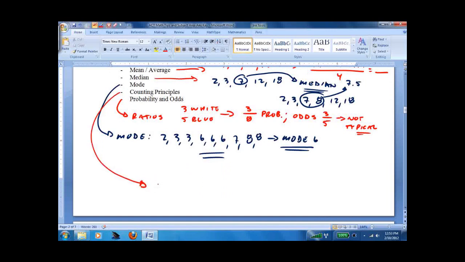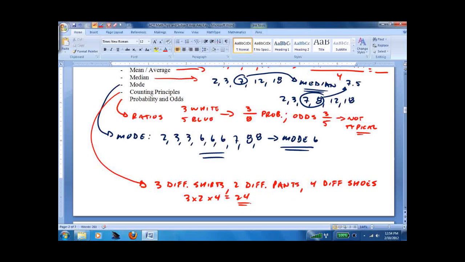It just says if I have 3 different shirts, 2 different pants, and 4 different shoes, how many possible outfits could I have? 3 times 2 times 4, 24 different outfits.